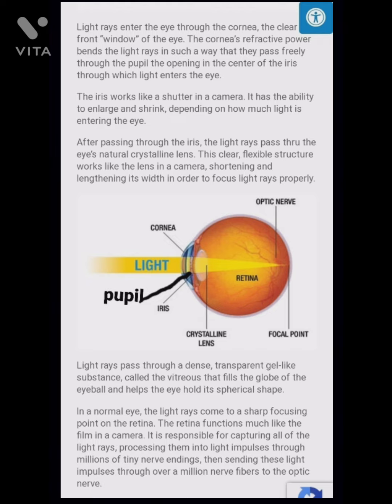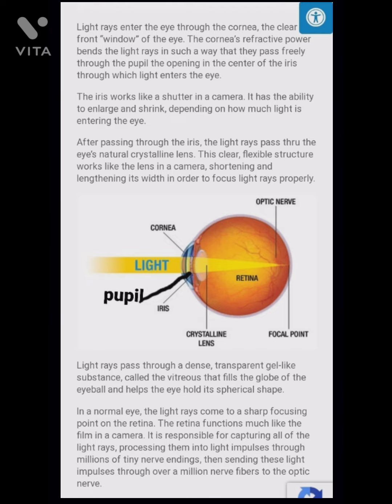The light rays then pass through a dense, transparent, gel-like substance called vitreous fluid, which fills the globe of our eye. What is the globe of our eye? Our eye is spherical like a ball. The posterior part of the eye is filled with this transparent gel-like substance, known as vitreous fluid. The light passes through the vitreous fluid, which also helps the eye hold its spherical shape.